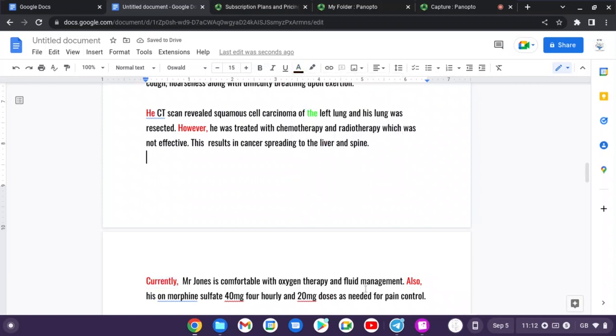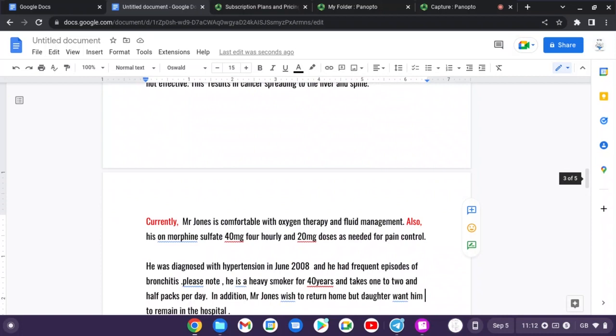So currently you can avoid, then Mr. John's, or you can write, during hospitalization Mr. John is treated with oxygen therapy and fluid management, and he is on morphine sulfate 40 milligram 4 hourly, 20 milligram doses as needed for pain control. That would be a good sentence.